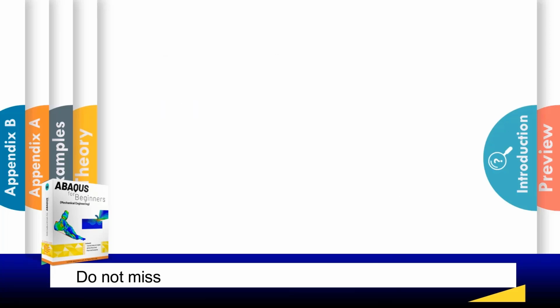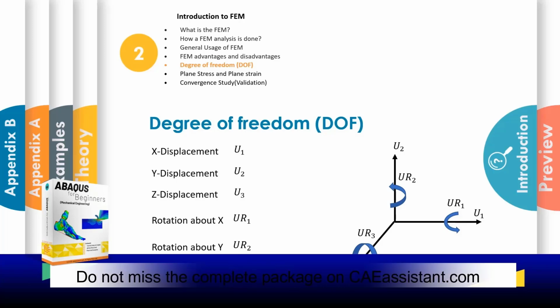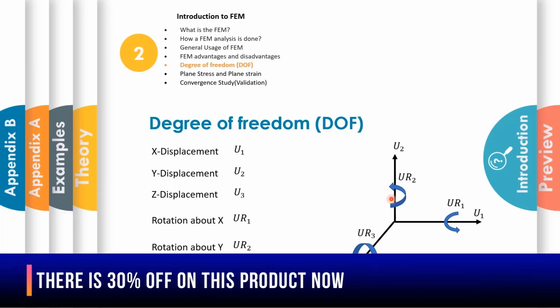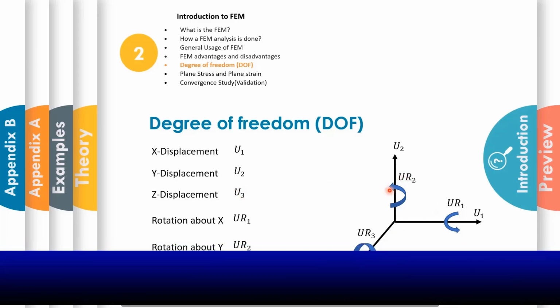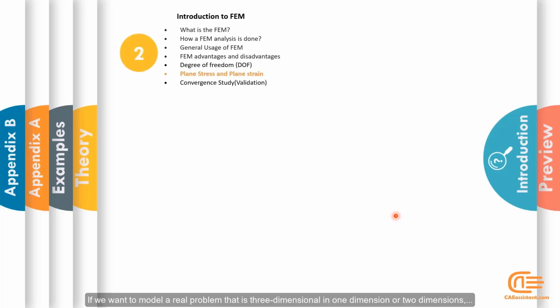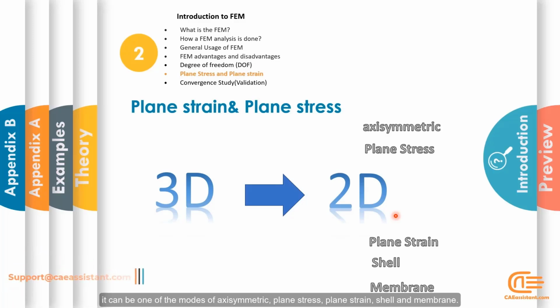The next topic in FEM is the degree of freedom. If we only have degrees of freedom of movement, U, 3 degrees of them are translation, and 3 degrees of freedom are rotation. If we want to model a real problem that is 3-dimensional in 1 dimension or 2 dimensions, it can be one of the modes of axisymmetric, plane stress, plane strain, shell, and membrane.